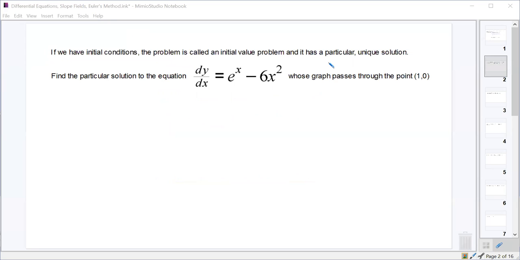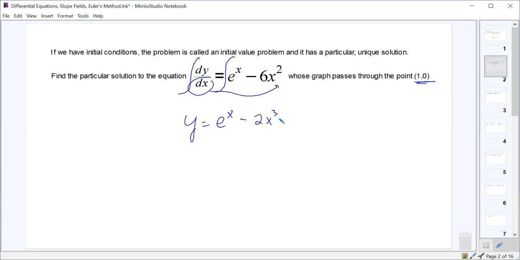All right, what about this one? Now we have an initial condition. We call these initial value problems. We have to find the constant. We have to solve for the constant after we do our integration. So integrate both sides. Y equals e to the x minus 2x cubed plus a constant. And we plug in our value of 1 for x and 0 for y, and get a constant of 2 minus e.